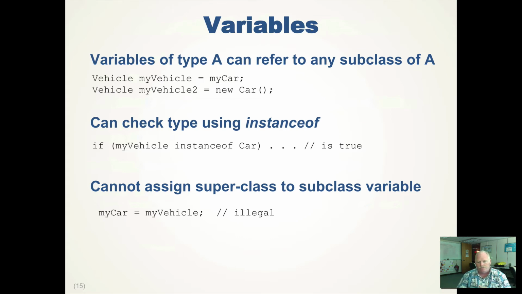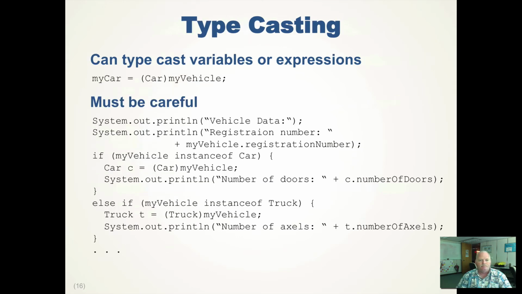Now you can't do the reverse. You cannot assign a superclass variable to a subclass variable, because all cars are vehicles based upon subclasses, but not all vehicles are cars. So in this example, myCar is of type Car, myVehicle is of type Vehicle, and so you cannot assign a Vehicle to myCar, because what if myVehicle is pointing at a motorcycle? You can't assign a motorcycle to a car. So you can only do it one way, not the other; you can only do the vice versa.